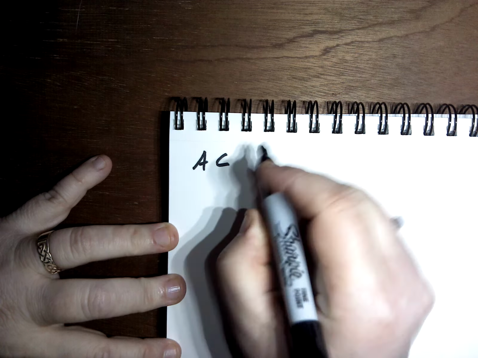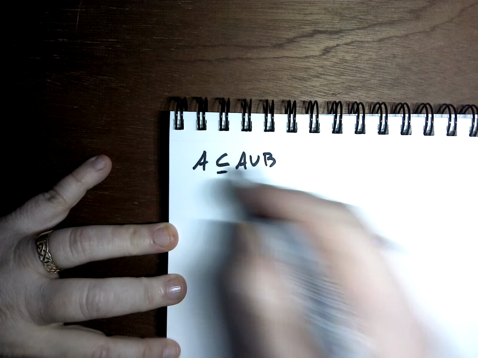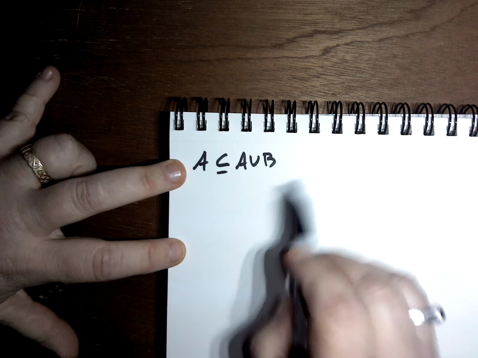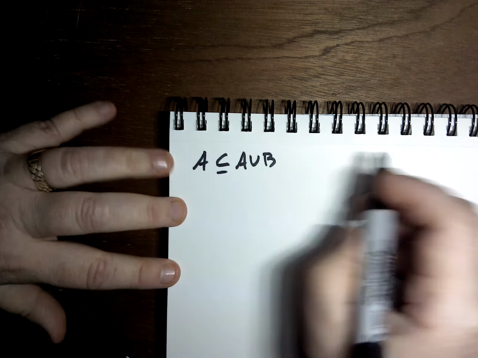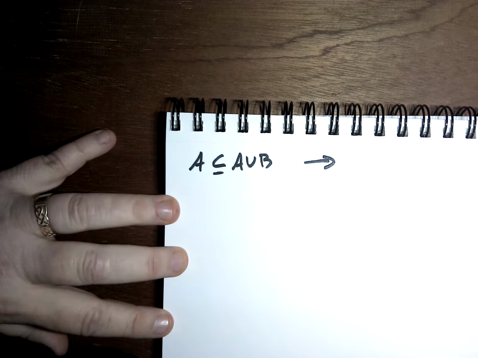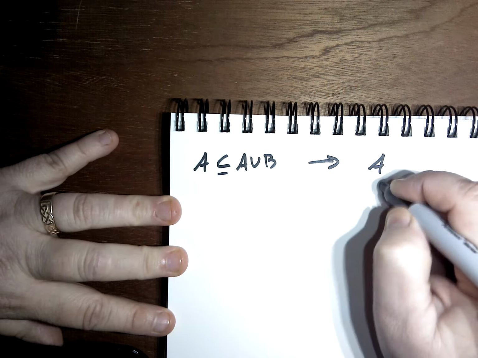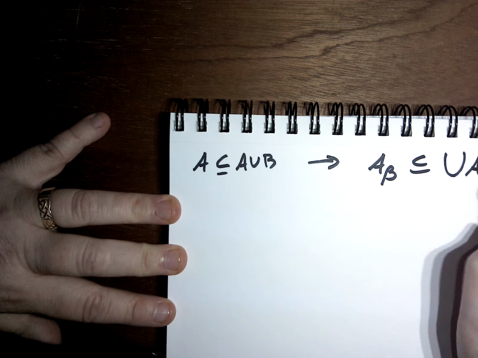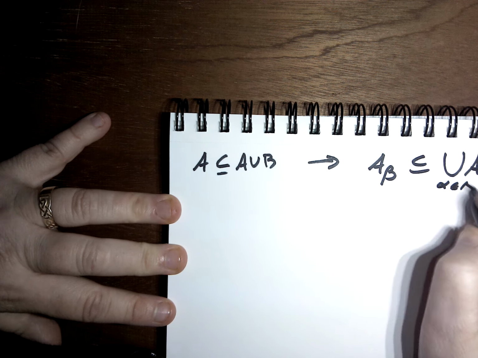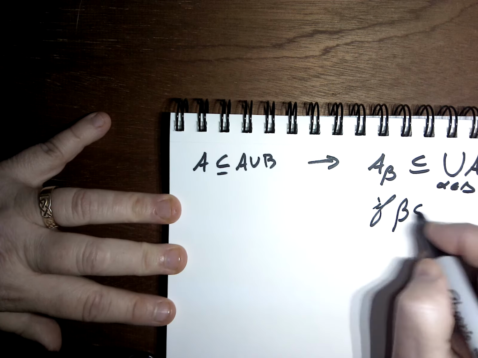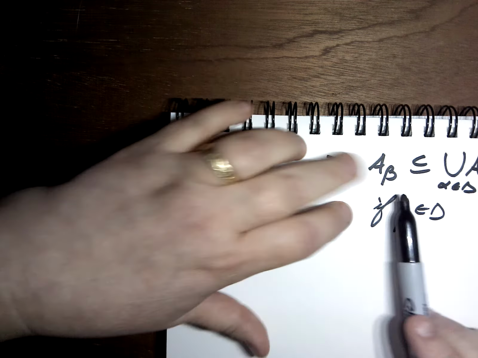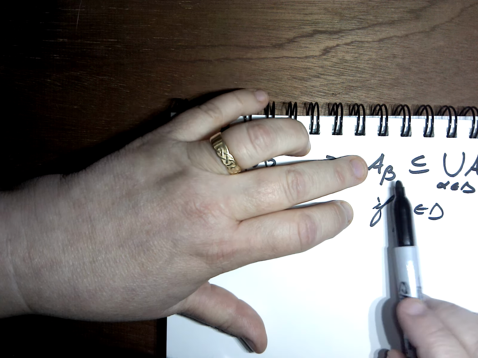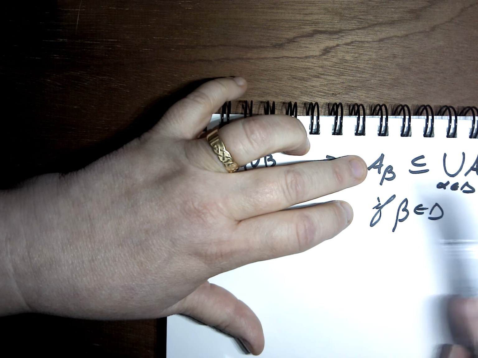Now, just like we had those theorems before, where we said A is a subset of A union B. Basically, the idea is A is a subset of a union where A is one of the things in the union. I can similarly say that A sub beta is a subset of the union of A sub alpha, where alpha is in delta, if beta is in delta. That's saying that if beta is one of the deltas, and A sub beta is one of the elements in this family of sets, then it's going to be in the union of all of them.